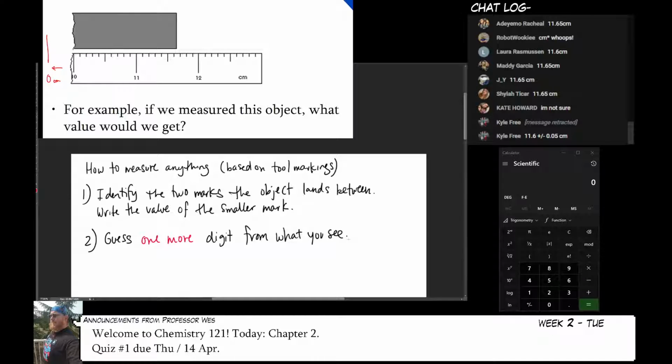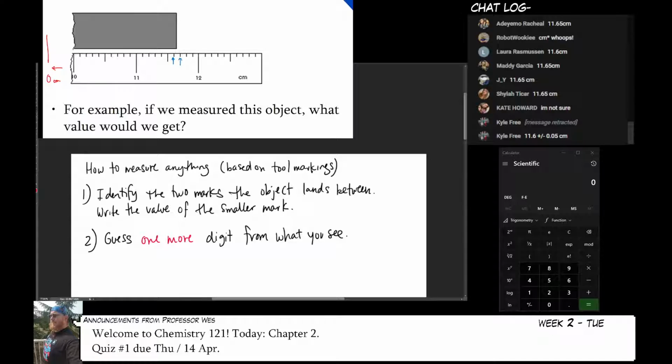And then step 2 is to guess one more digit based on what you visually see in front of you. So I'm going to leave this on the screen here, and we're going to go back over to this, and hopefully you can see my cursor now. We're going to follow these rules. So the first thing I'm going to do... Oh, let me zoom this in again. Oh, I can't draw when it's zoomed in, so never mind. Where'd my cursor go? There it is. We're going to identify the 2 marks that this object falls between. And so we would all agree that it's these 2.